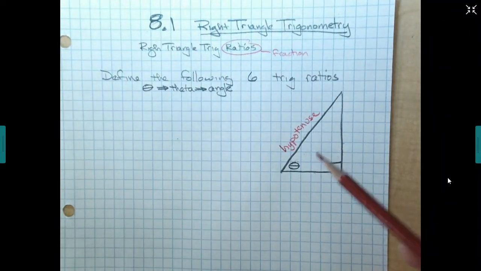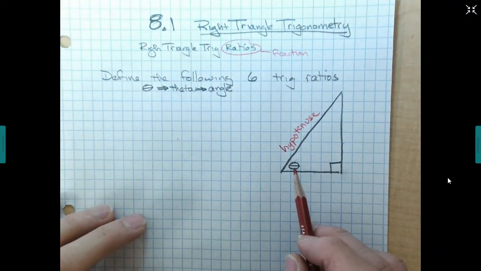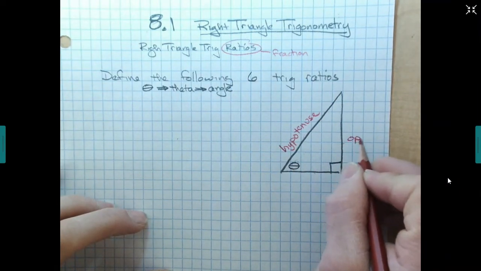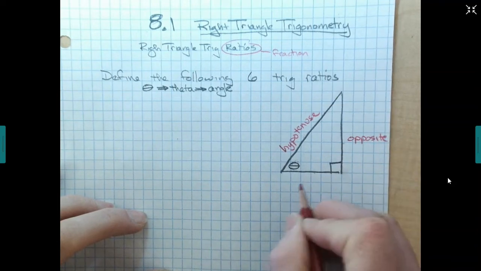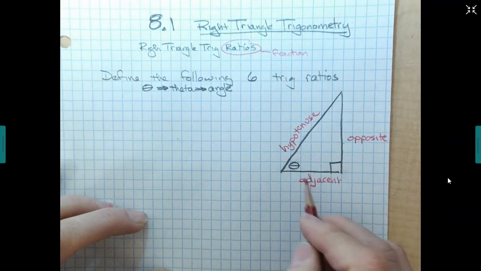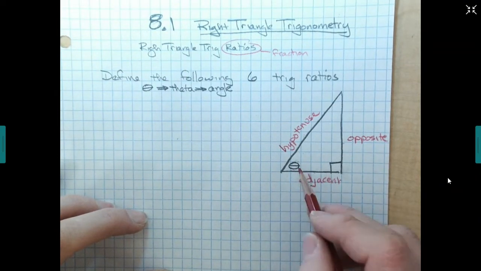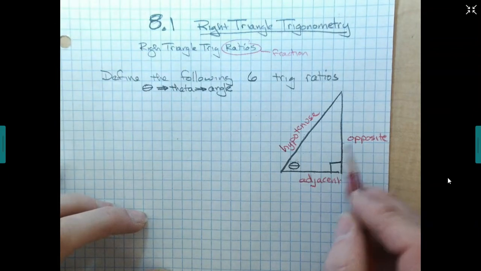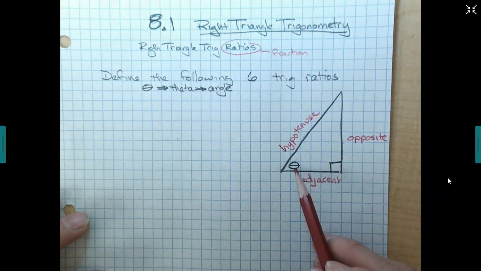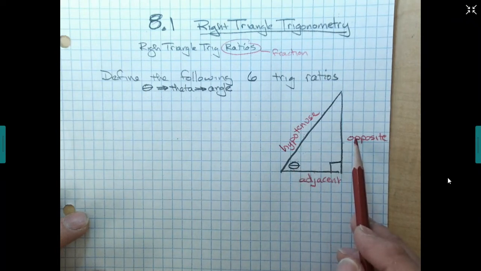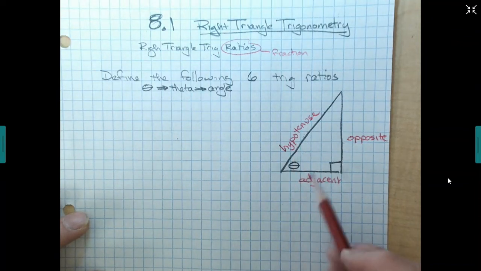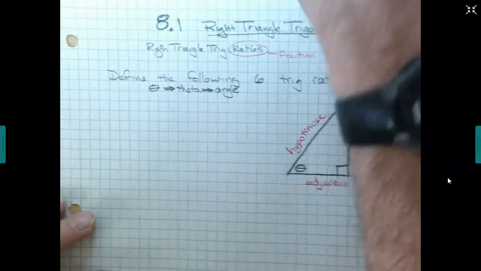And then from this angle, we have the 2 legs. From this angle, we have the opposite leg, and then we have the adjacent leg. The adjacent leg is touching the angle, and the opposite leg is the opposite side of that angle. So when you have an angle given or you pick an angle, then you have an opposite leg, an adjacent leg, and a hypotenuse. We're going to be dealing with those as we set up our ratios.